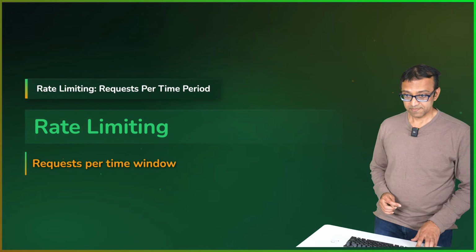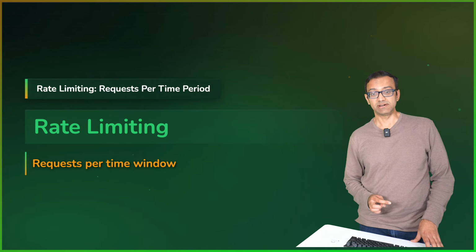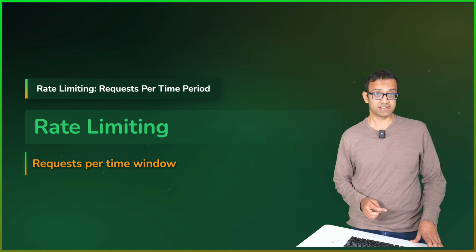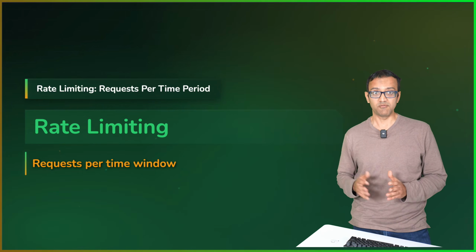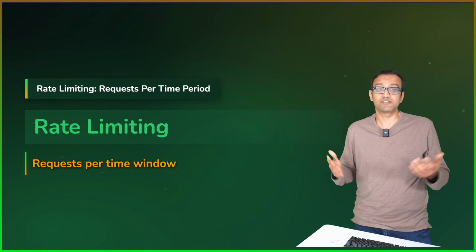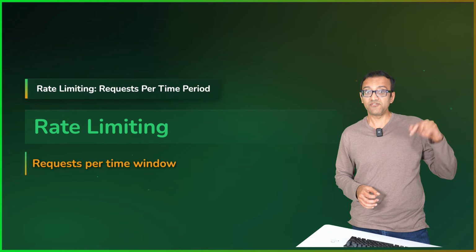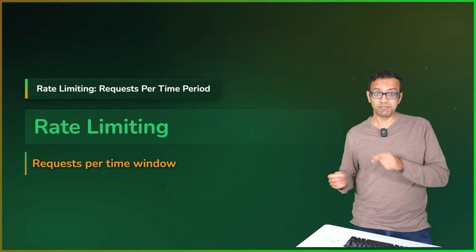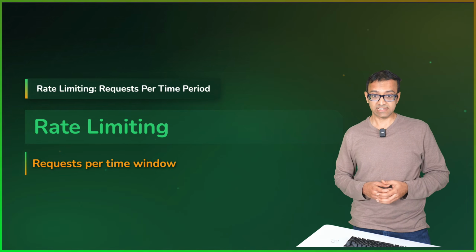Rate limiting is requests per time. Okay, rate is requests per time. How many requests can happen within a certain time window? Maybe you allow 100 requests per minute, and the 101st request in that minute gets rejected. When the minute rolls over, the counter resets.